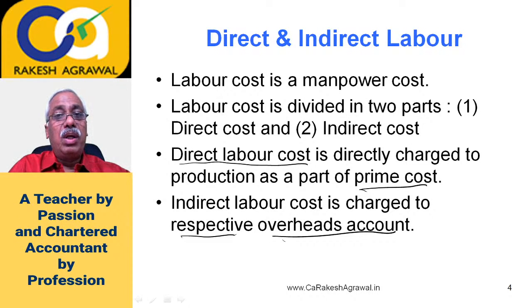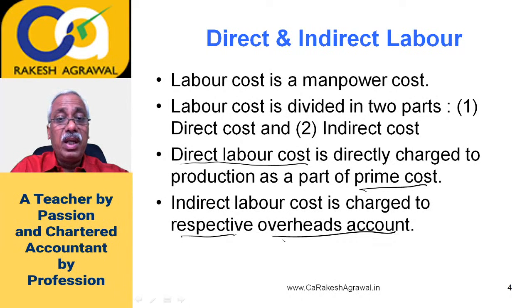Indirect labor cost incurred for manufacturing activity, that is in the factory, will go to factory overheads. Administrative staff is never involved in manufacturing the goods. Therefore administrative staff salary is always indirect cost as far as production is concerned. So entire administrative staff salary will go to administration overheads, and entire salaries and wages of selling and distribution staff will go to selling and distribution overheads, because sales staff is also not involved in direct production of each product.